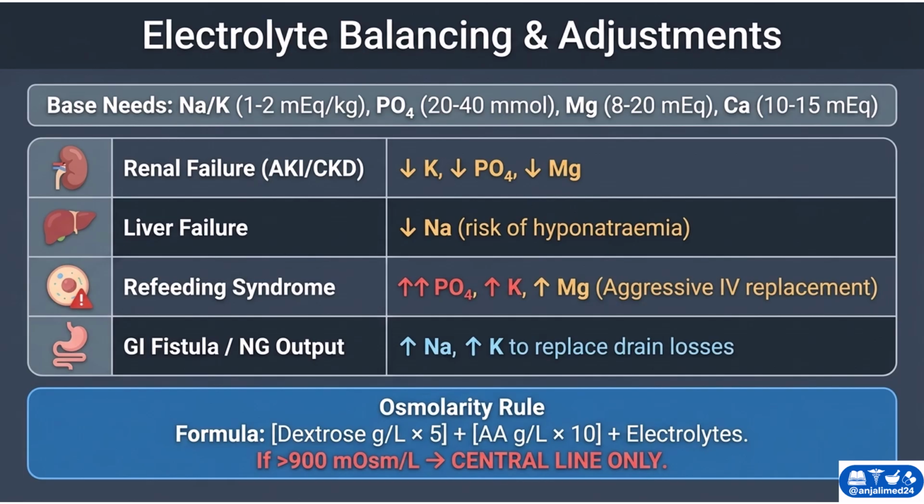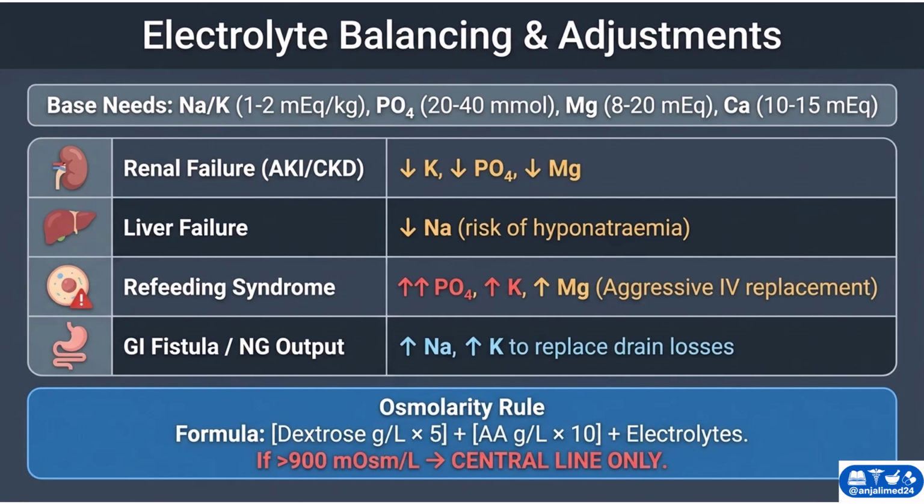In acute or chronic kidney disease, the kidneys cannot excrete electrolytes effectively. Therefore, potassium, phosphate, and magnesium doses should usually be reduced to avoid dangerous accumulation. In liver failure, patients are more prone to hyponatremia, so sodium replacement should be carefully adjusted according to the serum sodium levels and fluid status.